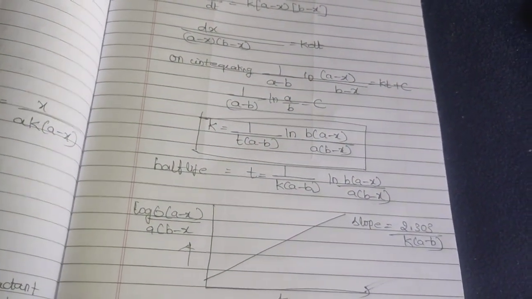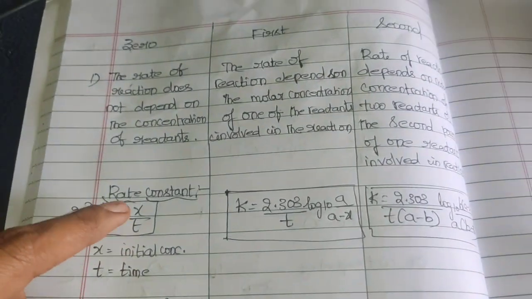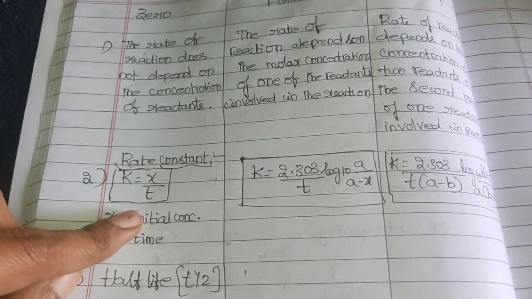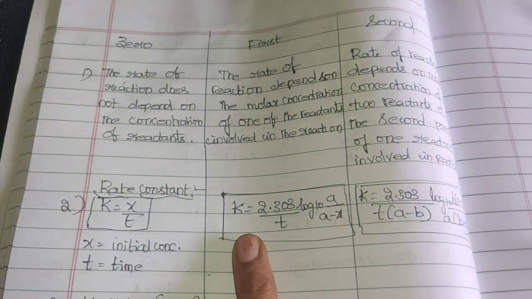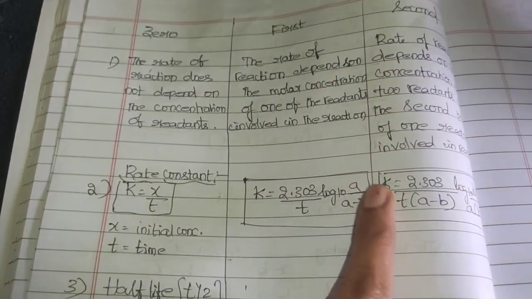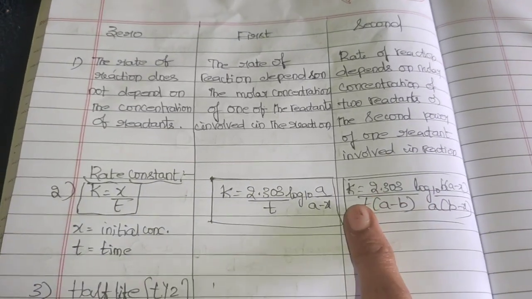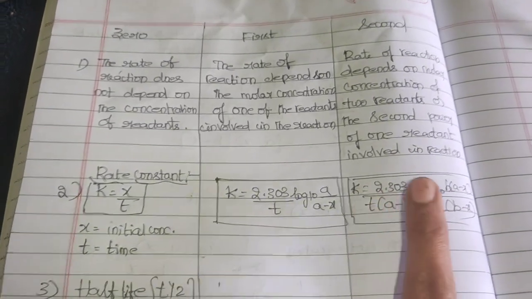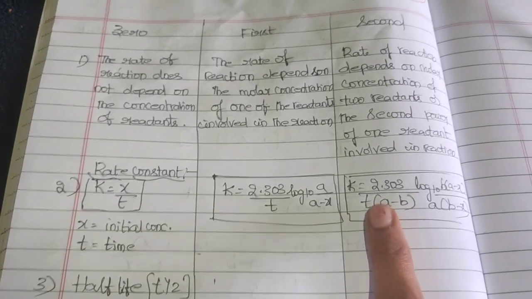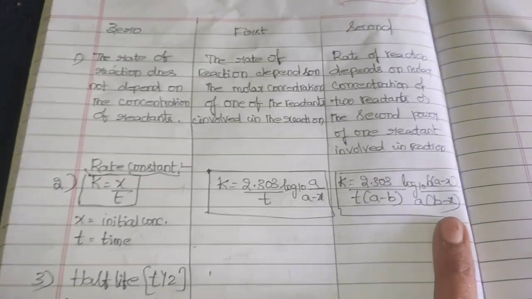Then what is rate constant? k is equal to, in the case of zero order reaction, x by t, where x is initial concentration and t is time. Whereas in the first order reaction, k is equal to 2.303 by t log 10 a by (a minus x). Then in case of second order reactions, k is 2.303 by t into (a minus b), because two reactants are taking part. So 2.303 by t (a minus b) log 10 b into (a minus x) by a into (b minus x).